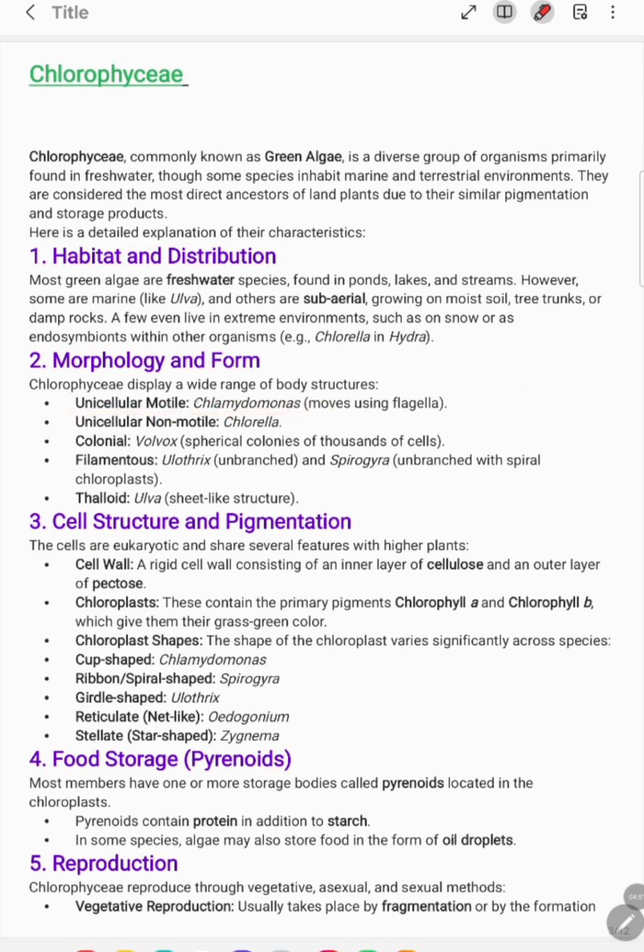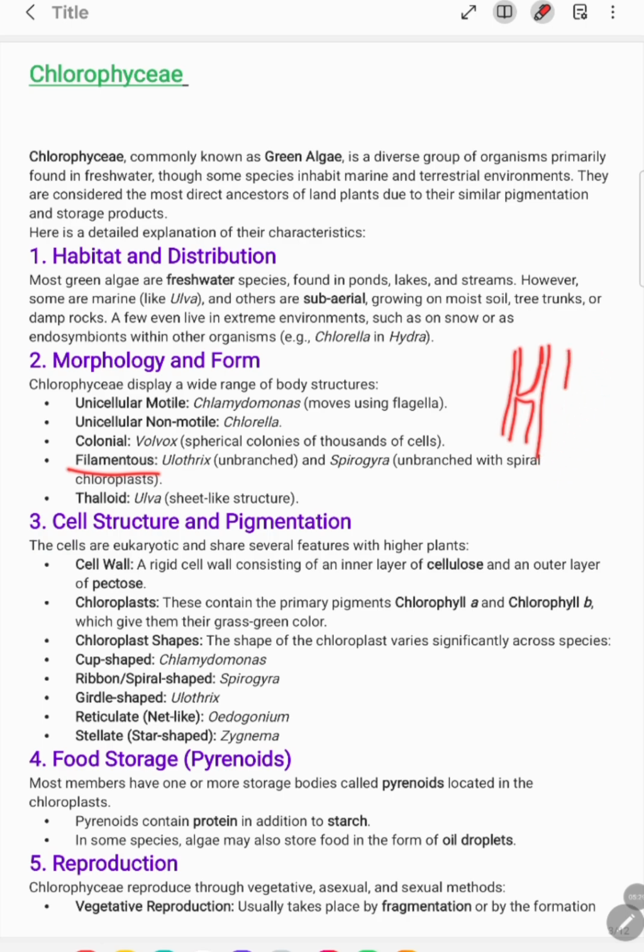Example is Chlamydomonas. It can be unicellular, meaning single, but flagella is absent, non-motile, like Chlorella, or they can exist in the form of colonies. This is one particular colony. Inside that there are various cells and these cells are attached to each other. Okay, so they can exist in the colonial form. Example, the Volvox.